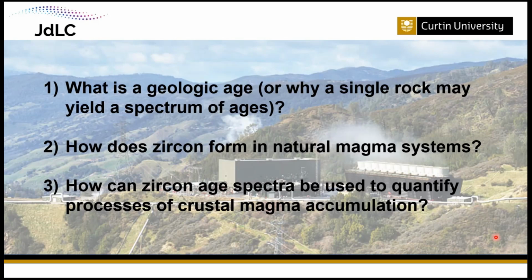The second point is how does Zircon form in its natural habitat, basically in a magmatic environment? That's pretty much just a review of what is known. That's not necessarily my work. This is more like a compilation of what we know. And then the last point is how can we use this information to actually apply it and learn something that we may not be able to find out otherwise, mainly about the timescales of crustal magma accumulation.